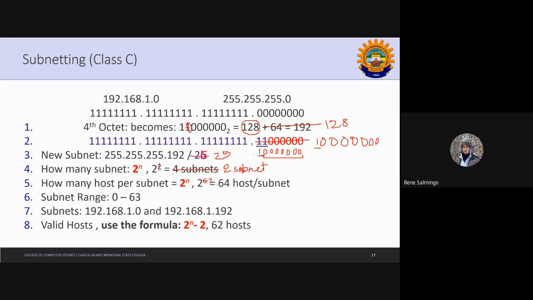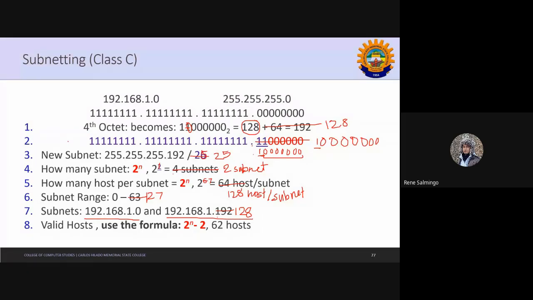So 2 to the 7 is how many? 128. So you have 128 hosts per subnet. So meaning your subnet range would be different. Your subnet range will become 0 to 127. Why? Because we count 0 as your first number. So that's your subnet range. And your subnet for this example, this one would be correct. This is your first subnet. Your second subnet, maybe we will have it at 128. And you have only these two as your subnets.